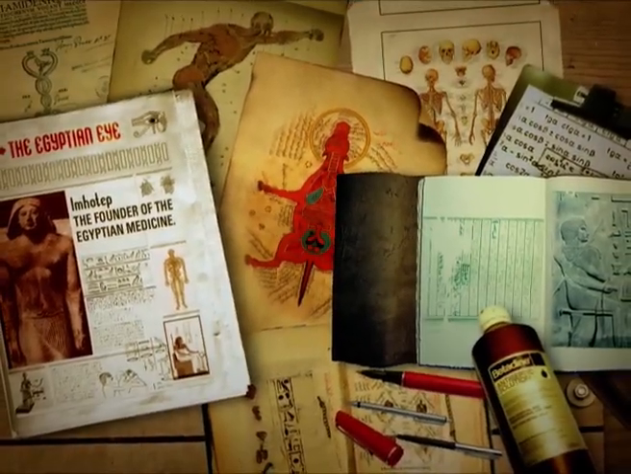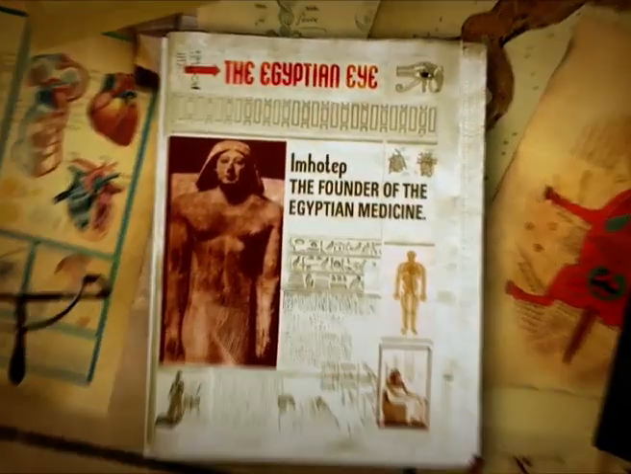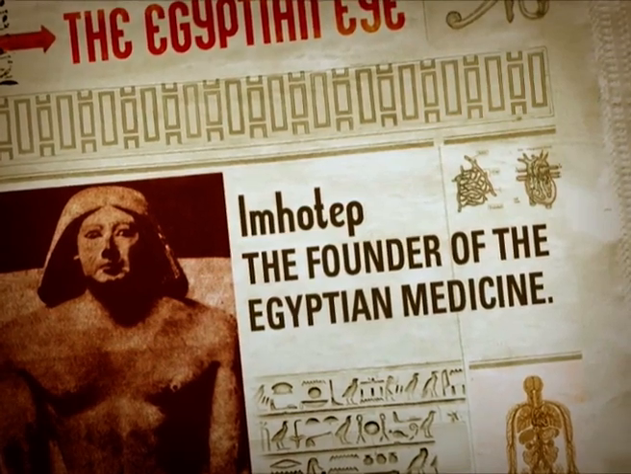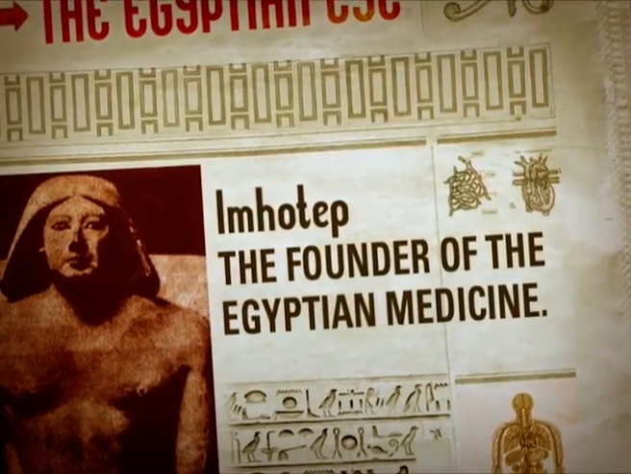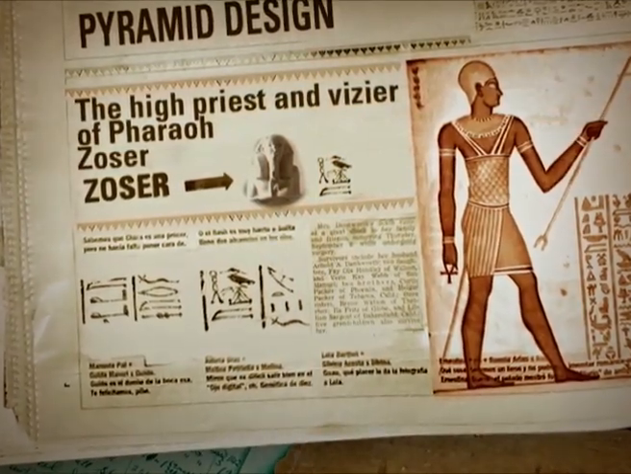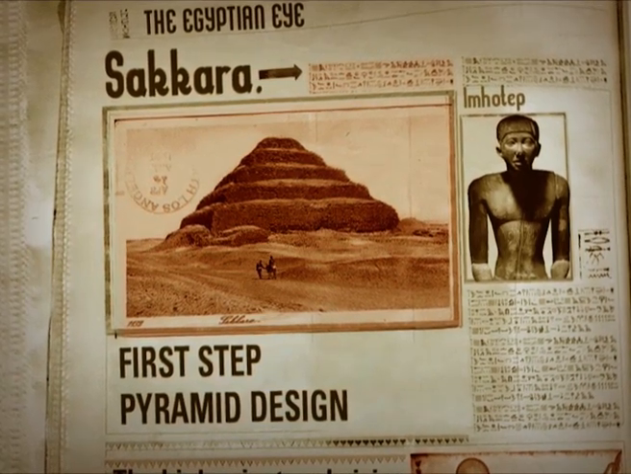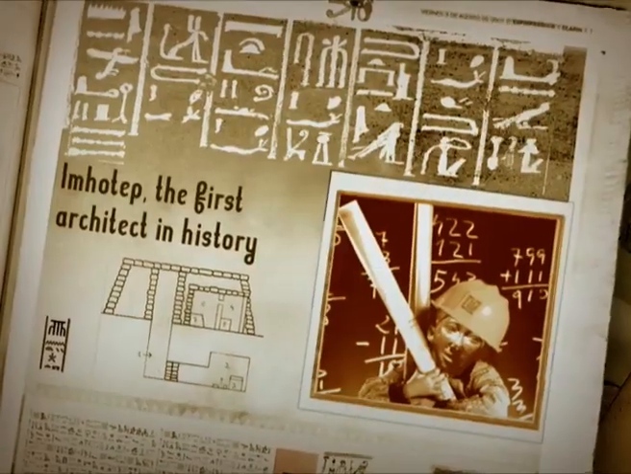Of all the scientists of the Egyptian Empire, one stood above the others and is still known today. He was Imhotep the Wise. Imhotep was the founder of Egyptian medicine, as well as high priest and vizier of Pharaoh Djoser, for whom he designed the first step pyramid, which makes Imhotep the first known architect in history.